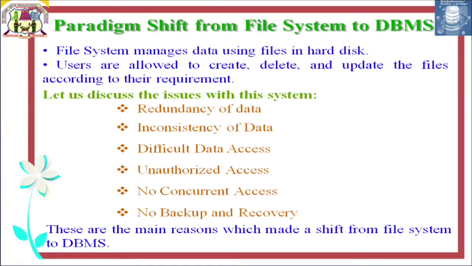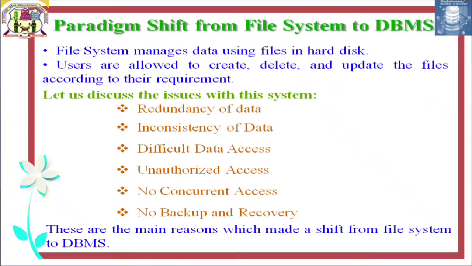Next, second one is inconsistency of data. Data is said to be inconsistent if multiple copies of same data do not match with each other. If phone number is different in account section and academic section, it will be inconsistent. Inconsistency may be because of typing errors or not updating all copies of same data.